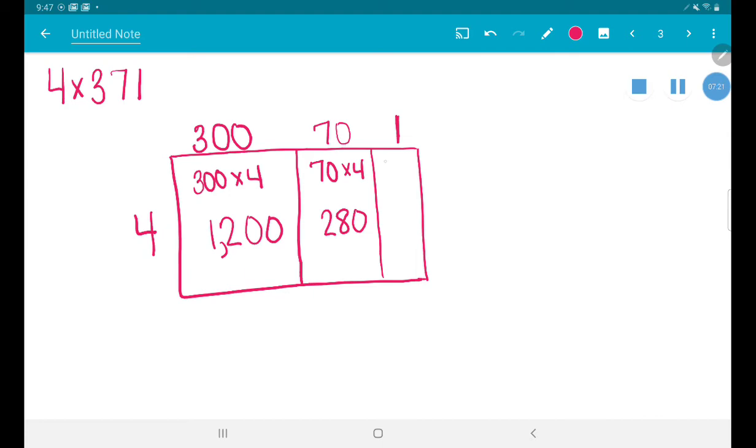I did 1 times 4, and that is 4. So now all we have to do is add. If I look at my ones place values, I have 4 plus 0 plus 0, so I know I'm going to have 4 ones. If I look in the tens place, I have 8 and 0. That would be 8. If I look to the hundreds, 200 plus 200 is 400. And I only have 1,000. So 1,484. Very good. Erase. Let's do another.